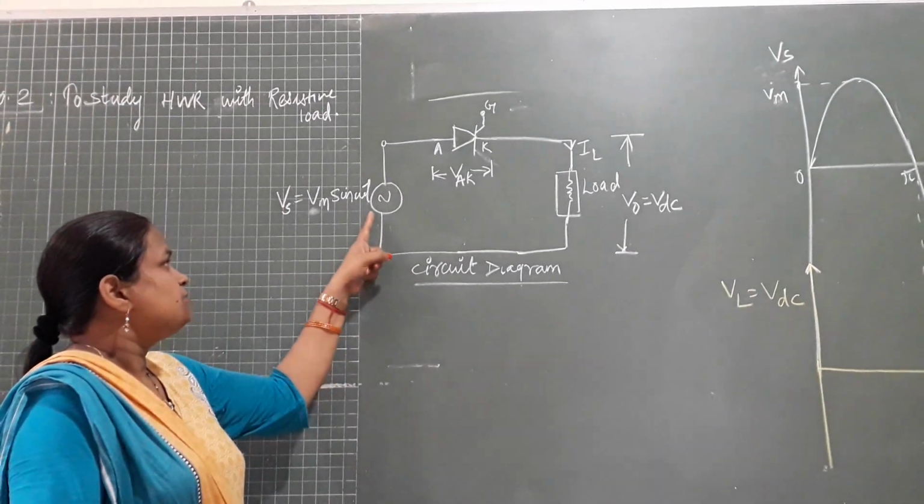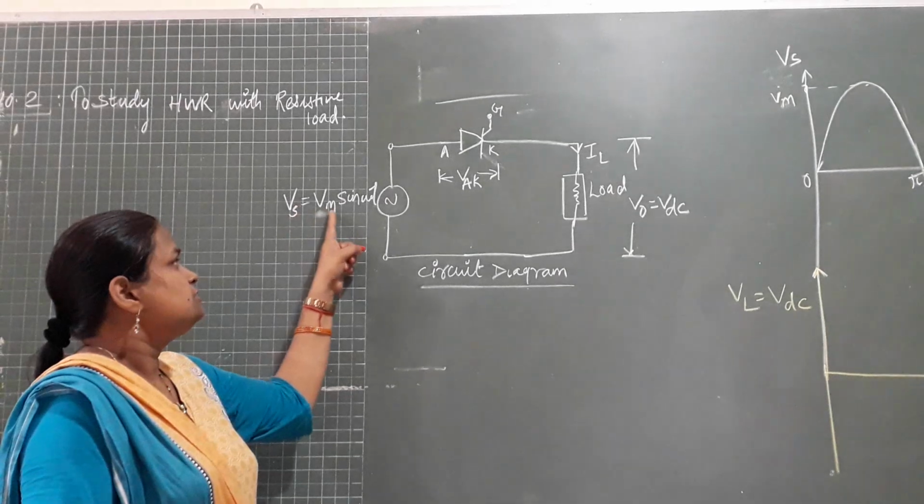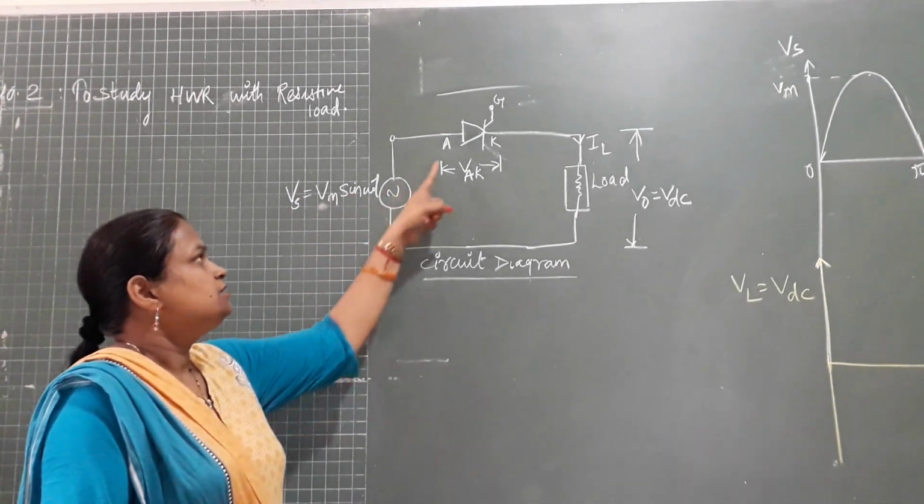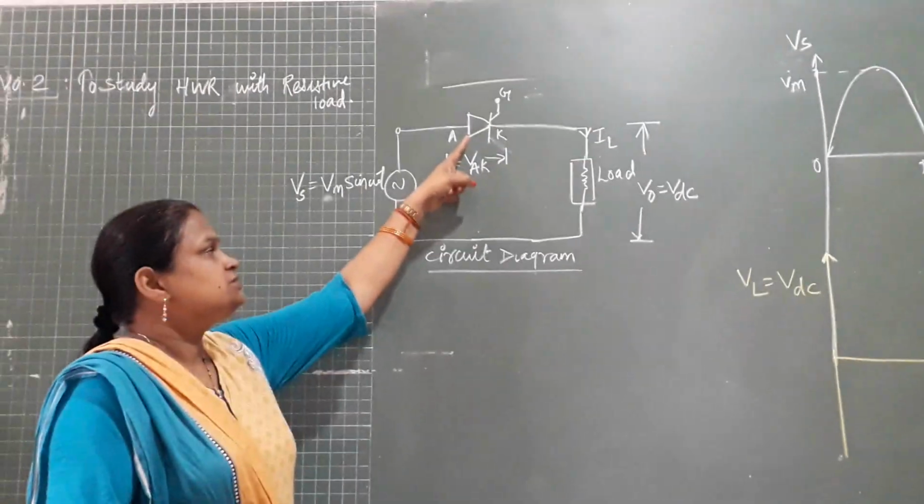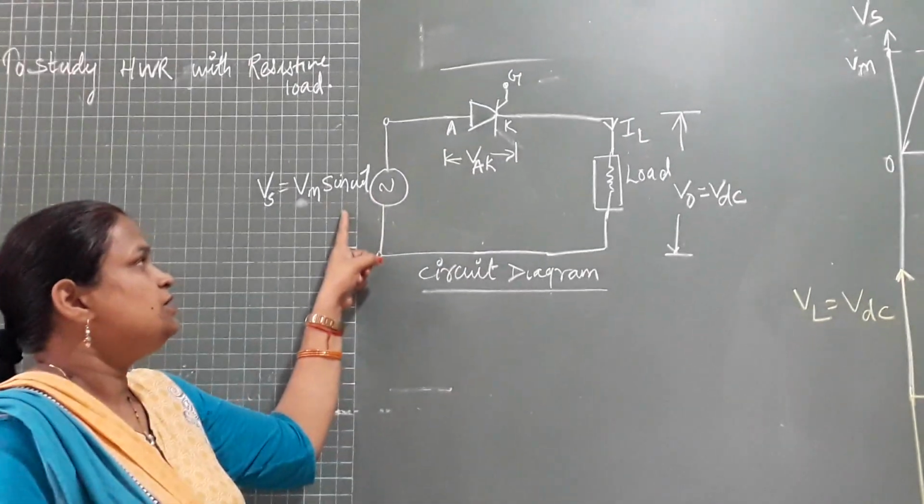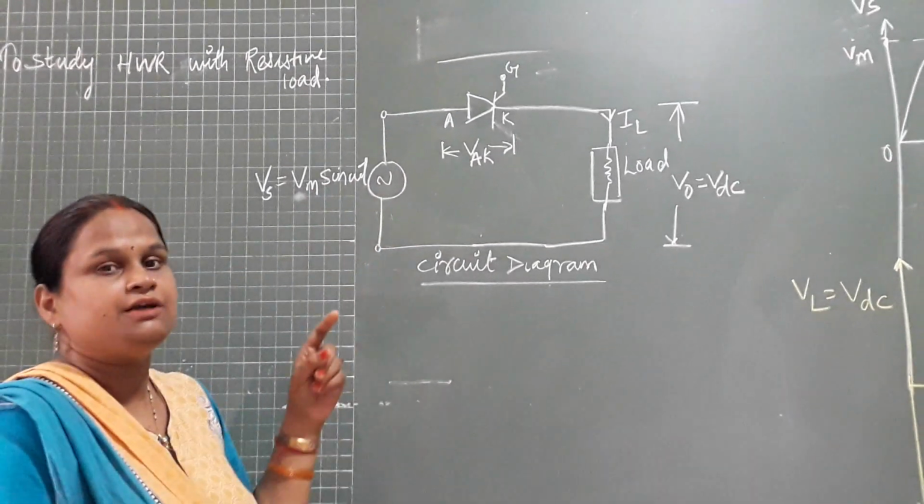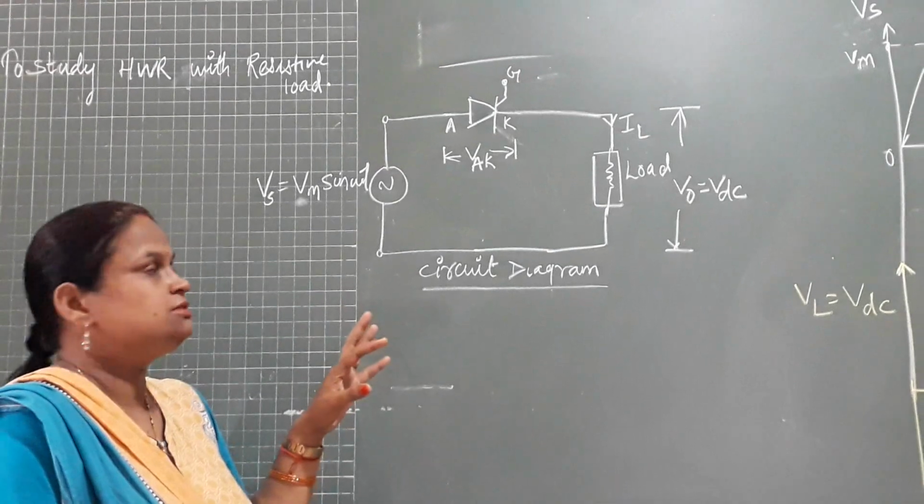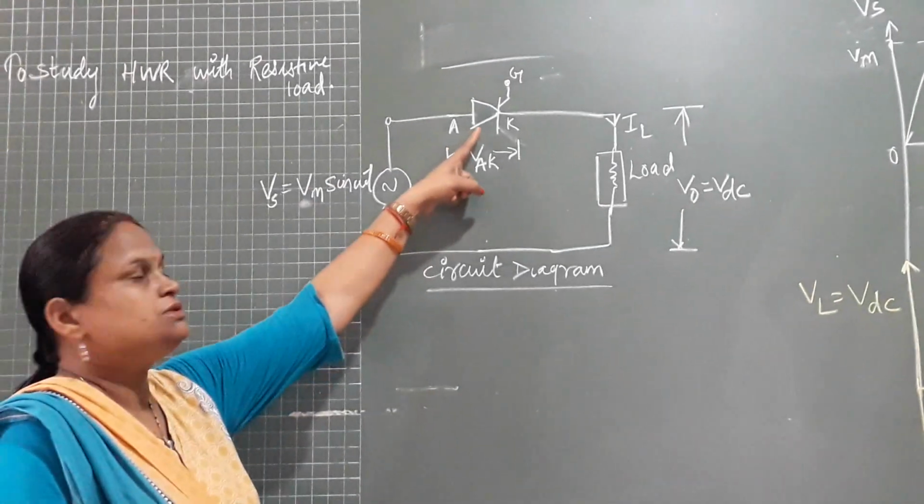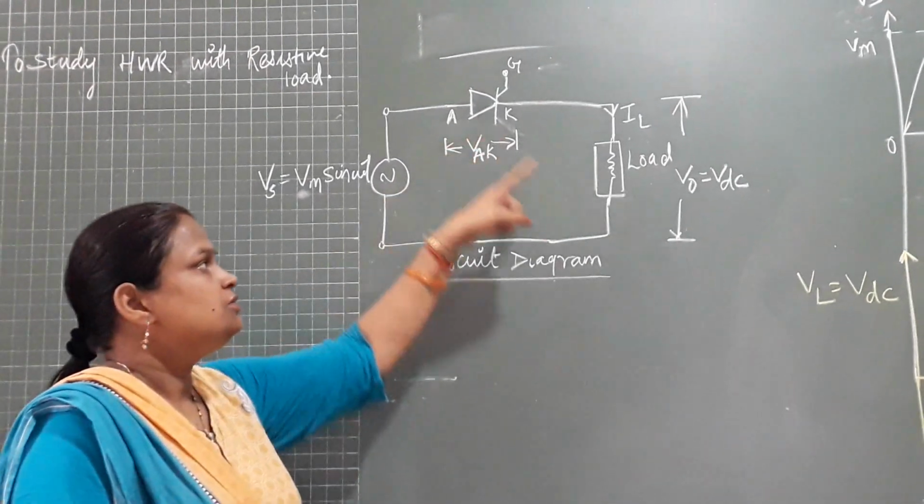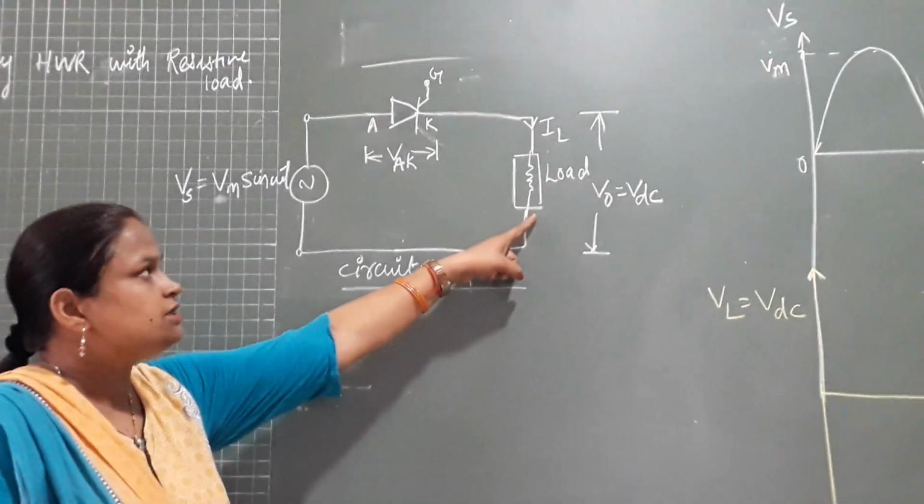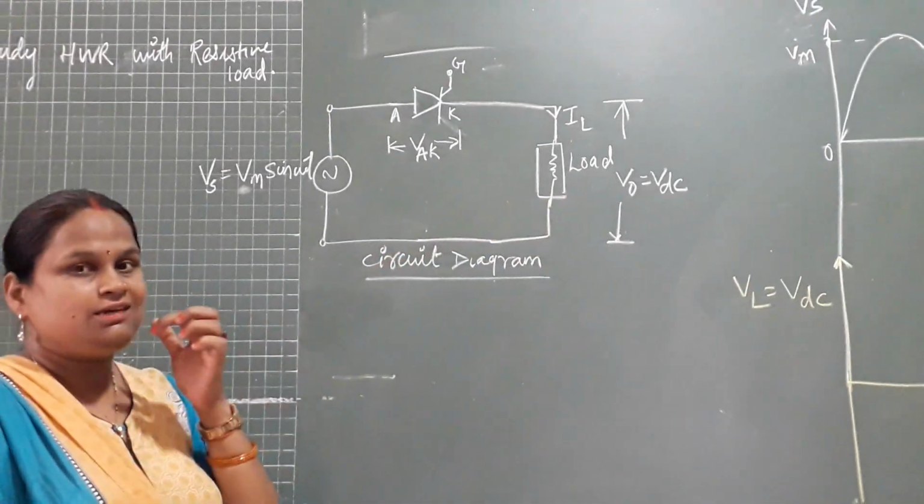The supply is an AC signal Vs, which is Vm sin omega t. Half wave means that from the full AC supply signal only the half wave will be rectified, converted from AC to DC. That is why you require only one switch. It is an SCR, and we have a load. For experimentation we will use a lamp load.